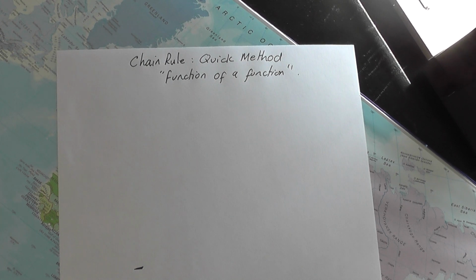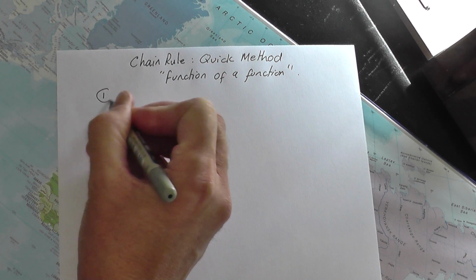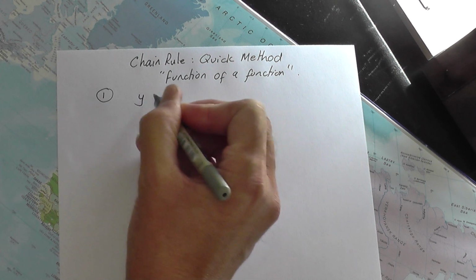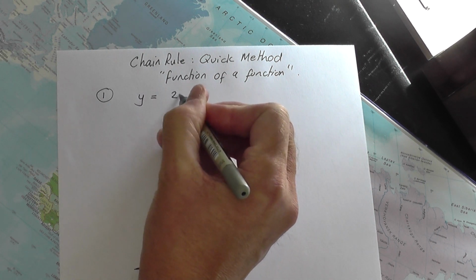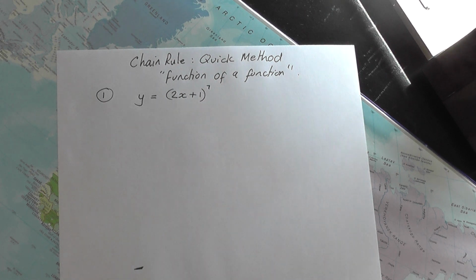Right, in this video I'm going to show you how we can use the chain rule in a slightly more simple way than the formal dy by dx is dy by du times du by dx. Let me give you an example. Example number 1, we've got y equals (2x plus 1) to the power 7. And we're going to differentiate that.